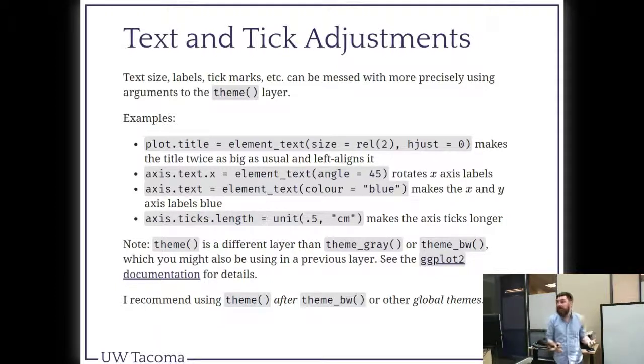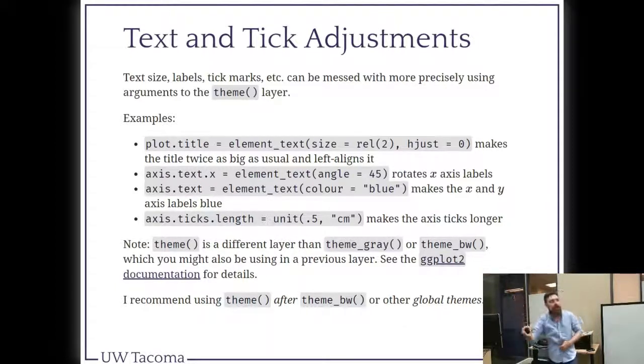Examples of things you might change in theme. All of these are an argument like plot.title equals something that sits inside that theme function. And then usually the argument to say plot.title is going to be another function. So this is saying plot.title equals this thing, element_text.